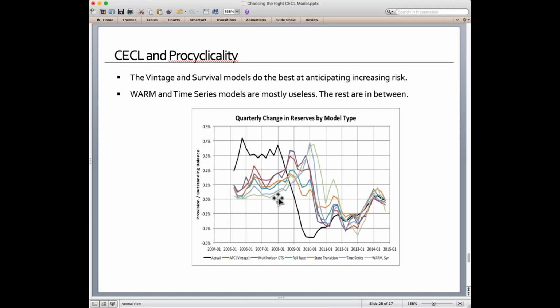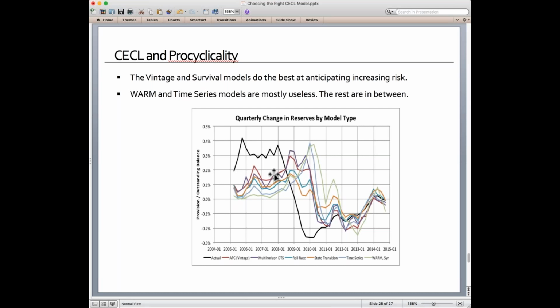The time series model is essentially useless until 2008. On the other side, the best models on here are the vintage model and the survival model. They're about halfway to the reserves that would be added under the ideal. In the perfect case, you're about halfway to what you would add under that perfect model.